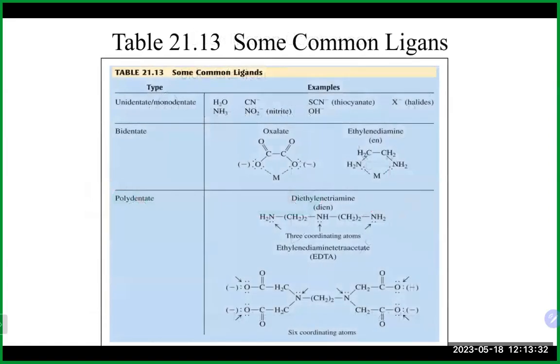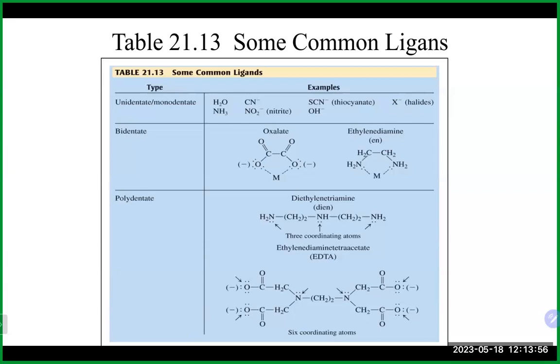So here's a table, and you have a similar one in your book of some common ligands. Again, monodentate ones, very common ones that we do come across: water, ammonia, nitrite, cyanide, thiocyanate, hydroxide. And then our halogens, like our chlorides or bromides, those guys are very common monodentate type ones.